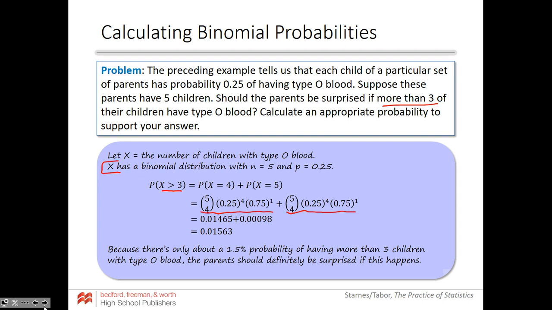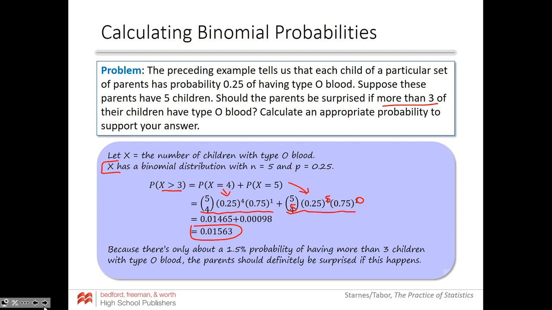Oh, and sorry guys, this is a little typo. This should be 5 choose 5. I have 5 successes and I have no failures, okay? So this is the probability that x equals 4. This is the probability that x is equal to 5. Type those into your calculator, add them together, and we see that there's about a 1.563 chance of having more than 3 kids with type O blood.